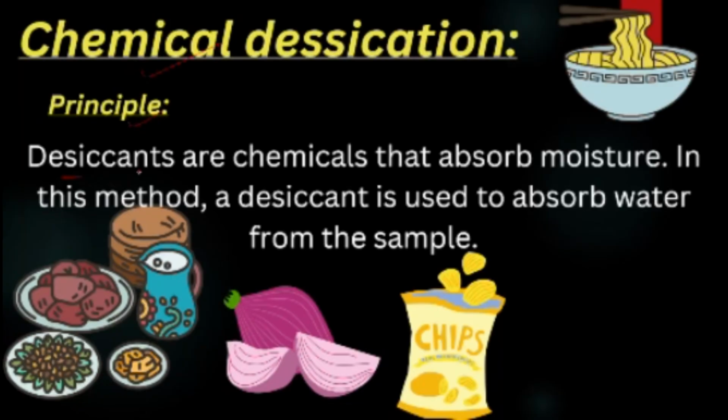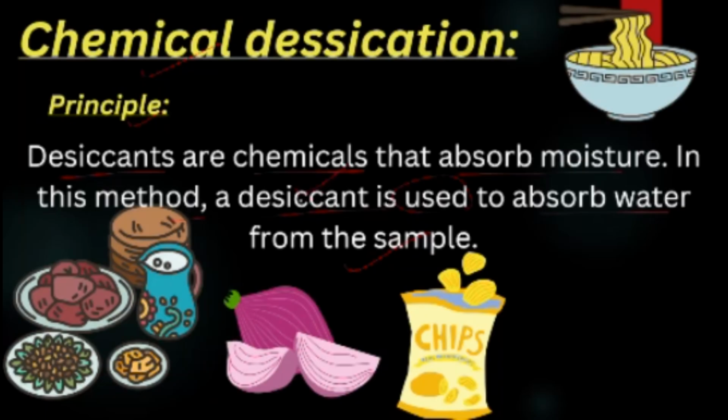Principle: desiccants are chemicals that absorb moisture. In this method, a desiccant is used to absorb water from the sample. Chemical desiccation in moisture analysis refers to the process of using chemical substances, the desiccants, to remove moisture from a sample. This technique is often used in laboratory settings to ensure accurate moisture content determination. It is crucial in industries like food and pharmaceuticals.